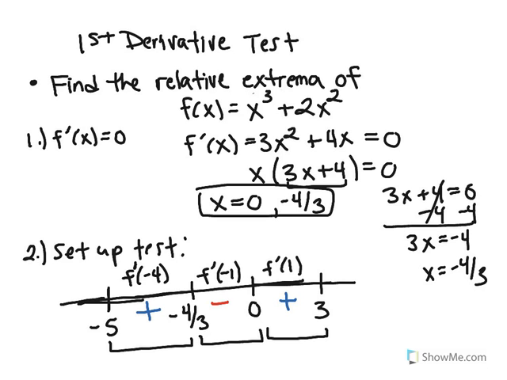So because of this test and knowing what the definition of increasing and decreasing means, I can tell you that this value here, x equals 0, is a maximum, and that -4/3 is a minimum. And these are, of course, relative because I do not have a defined interval. This is over the entire thing. And that's how we use the first derivative test to help us find relative extrema of functions. And that's going to conclude this tutorial.